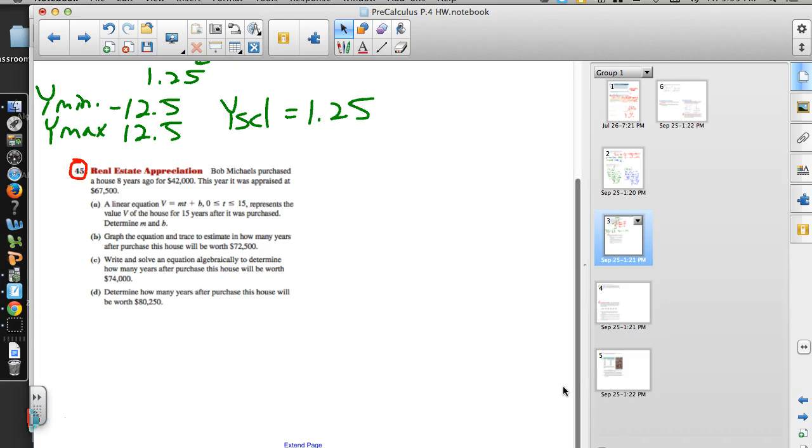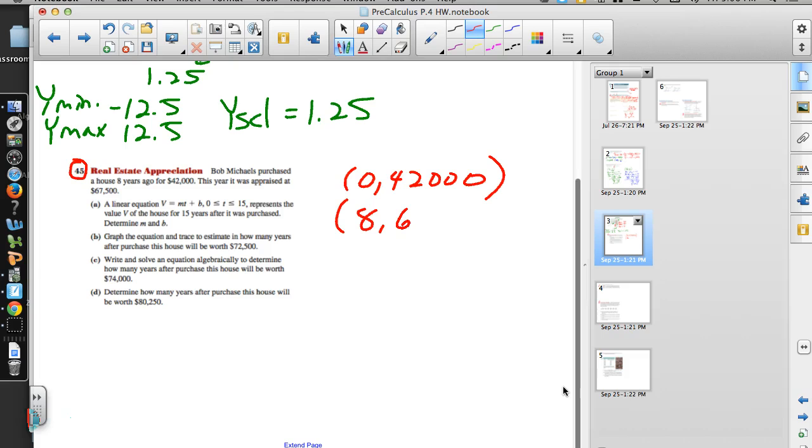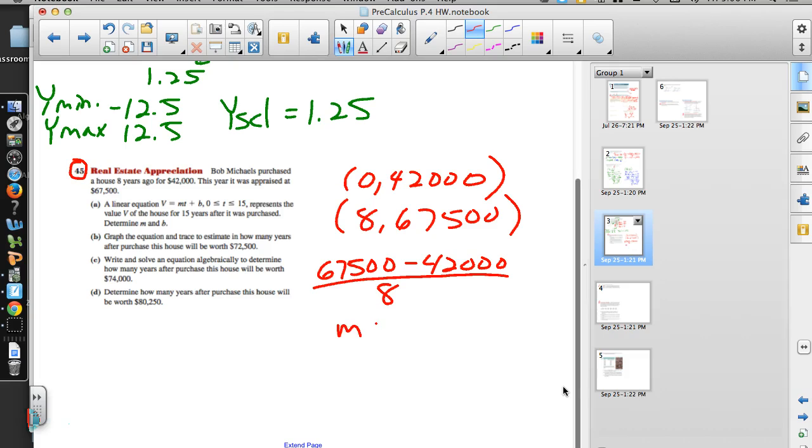Determine M and B. Well, I noticed that in the 0 year, it was $42,000. But 8 years later, it was $67,500. Now I can use that to find a slope. So 67,500 minus 42,000 divided by 8 minus 0, which is 8. So let's run the numbers on that. 67,500 minus 42,000, and then divide that by 8, and that gives me a slope of 3,187.5.